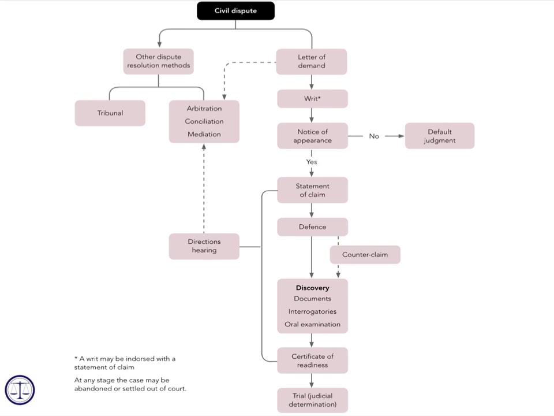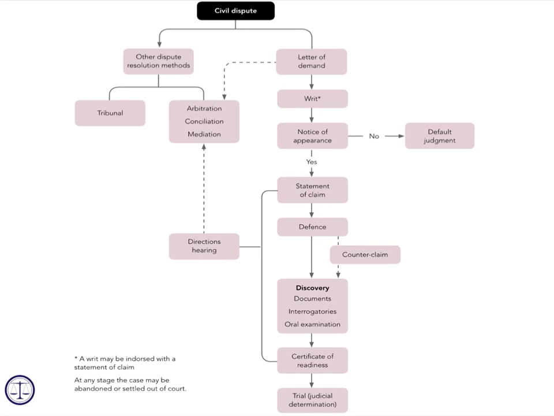If they do file a notice of appearance, the defense then gets the opportunity to provide a defense and a counterclaim. A defense sets out the defendant's response to each of the allegations contained in the statement of claim. So usually the defendant will go through the statement of claim and essentially write a document that says, yes, I admit point 1, no, I deny points 2, 3, 4, and 5, yes, I admit point 7, and so on.